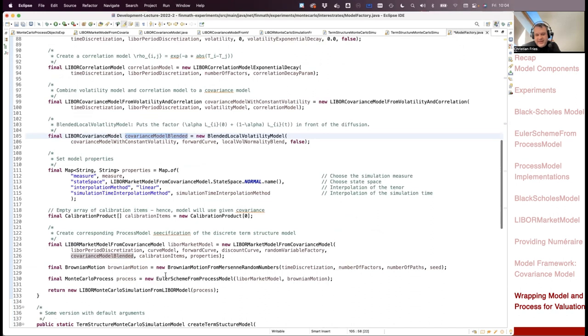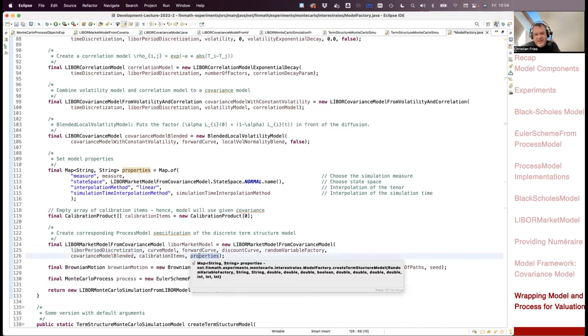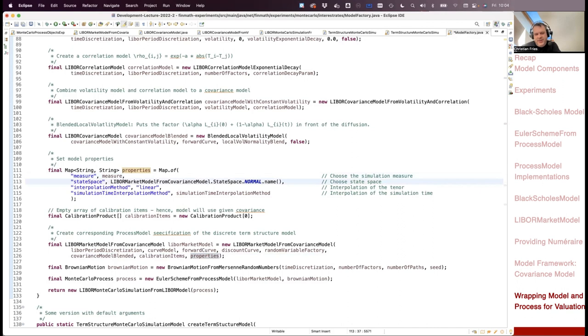And then I plug all these things together. The forward curve as the initial value, the covariance model as the lambda, my tenor discretization, the capital TI, and some properties. And these properties are now the measure, if I'm under spot measure, and maybe also some specifications for interpolations. Then we have our process model. So this guy here is our process model. We create the Brownian motion, and we plug in the model and the Brownian motion. And then we wrap everything up here in this guy. And this guy is the guy that just gives me the forward rate and the numeraire.